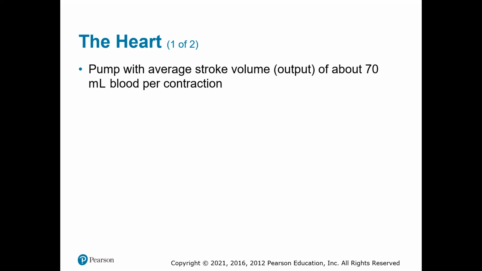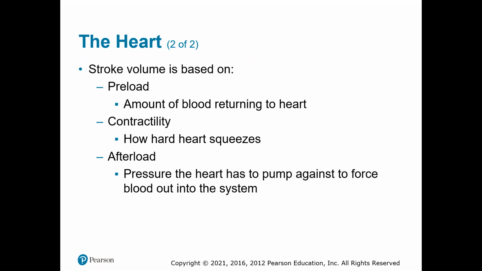So we talked about the fluid. We talked about the piping. Now we're going to talk about the pump, the heart. The pump with the average stroke volume, or the output, of about 70 milliliters per contraction. So every time it squeezes, it's about 70 milliliters that it squeezes through.